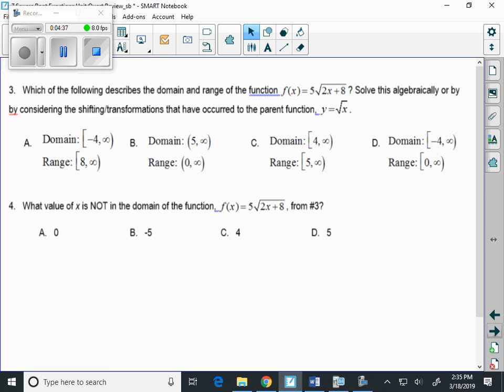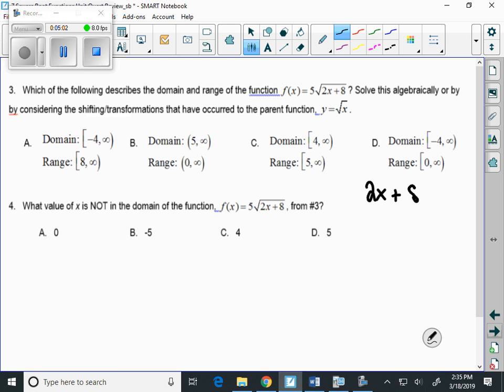Number 3. Which of the following describes the domain and the range of the function 5 times the square root of 2x plus 8? Solve this algebraically or by considering the shifting transformations that have occurred to the parent function. Let's start by finding our domain, because we're going to take 2x plus 8 and set it greater than or equal to 0.